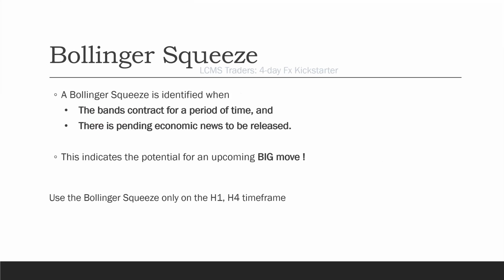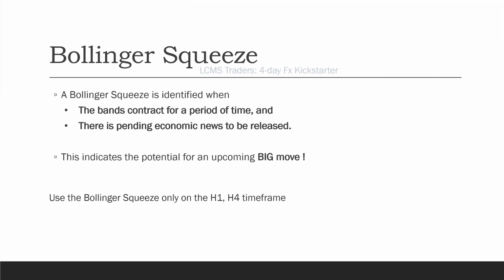First one, Bollinger Squeeze. Here, a Bollinger Squeeze is identified when the bands contract for a period of time, leading up to a pending news event or news data to be released. This indicates the potential for a big upcoming move. The Bollinger Squeeze actually looks like the rectangle pattern that I was sharing with you just then.